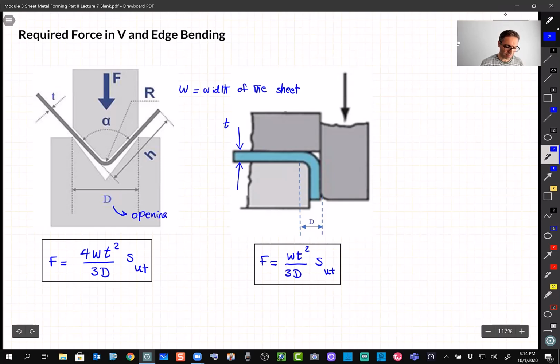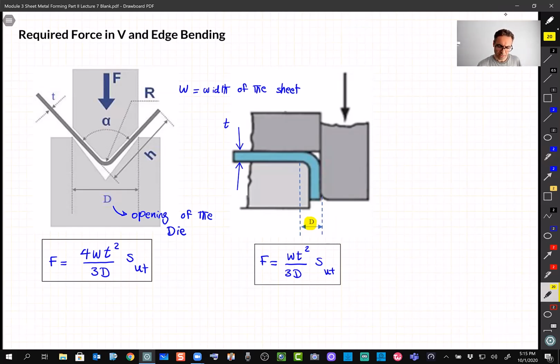Opening of the die. So basically you can get to the same alpha using different D, all right? Then the amount of force is going to change. And the definition for D over here, as you can see on this schematic, you can guess that this is where the bending starts, right? And based on geometry, we can calculate D.